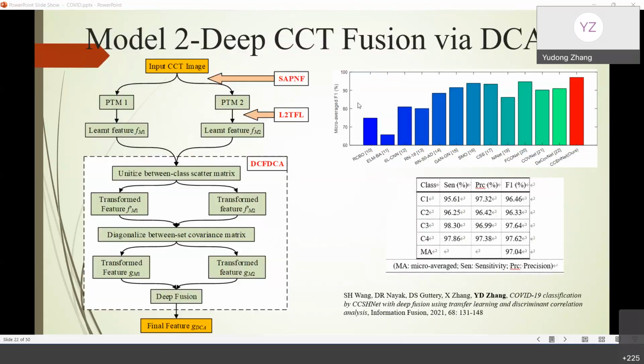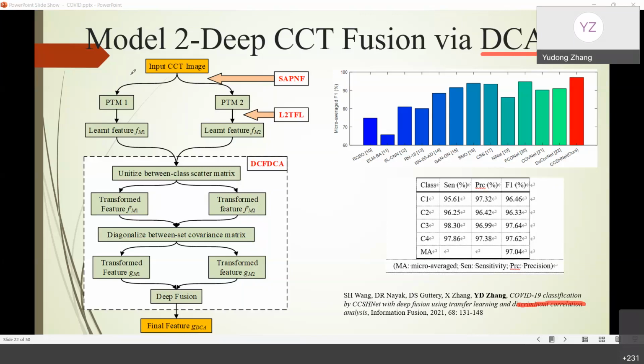Okay. And the second improvement model based on transfer learning is we proposed a new method called the deep CCT fusion via the DCA. So what does the DCA mean? The DCA is something called the discriminant correlation analysis. And on the top, on the left side, you can see what we do.